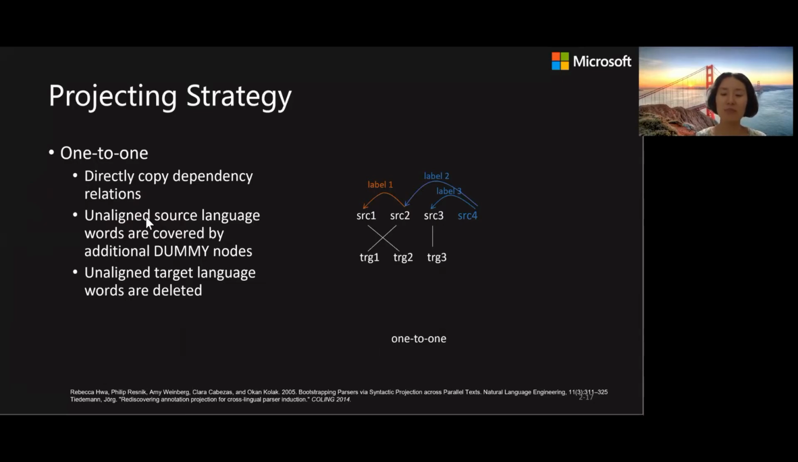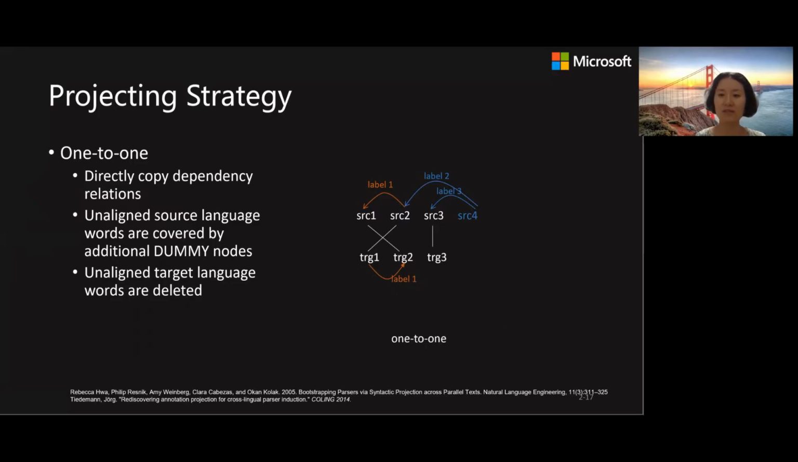So if the alignment between the source and target languages is one-to-one, we can directly copy dependency relations from source to target. For example, in this paradata, source 1 is aligned to target 2, source 2 is aligned to target 1. And there is an arc from source 2 to source 1. So we can copy the arc to the target language sentence from target 1 to target 2.